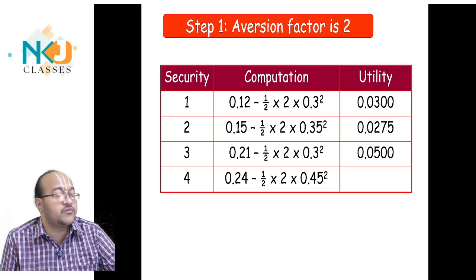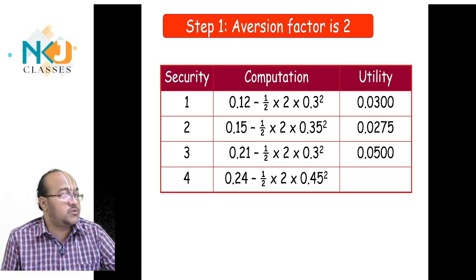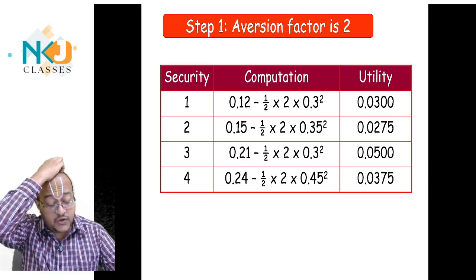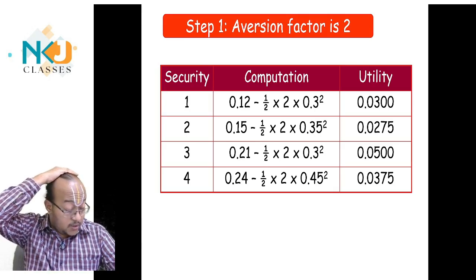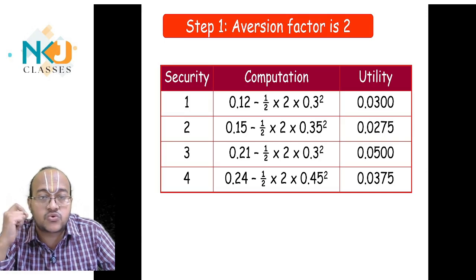0.24 into half into aversion factor is 2 and 45% risk. 45% is 0.45 square. How much is the amount? 0.0375. Now tell me, if aversion factor is 2, which security will a risk averse person choose?